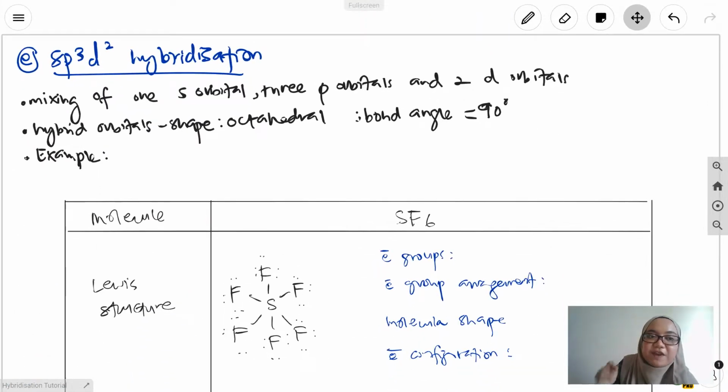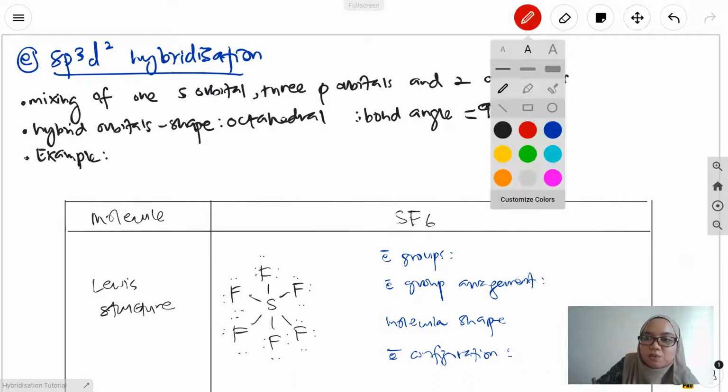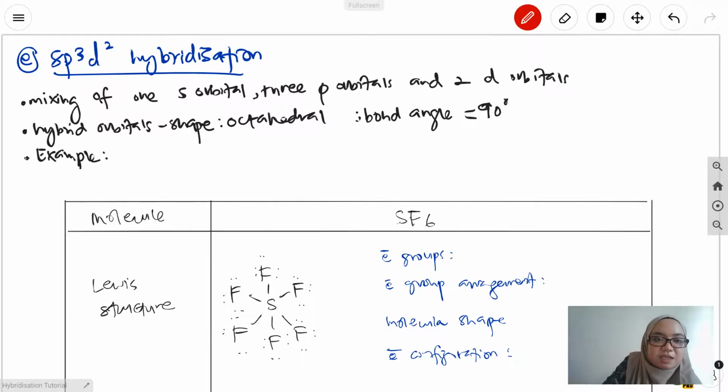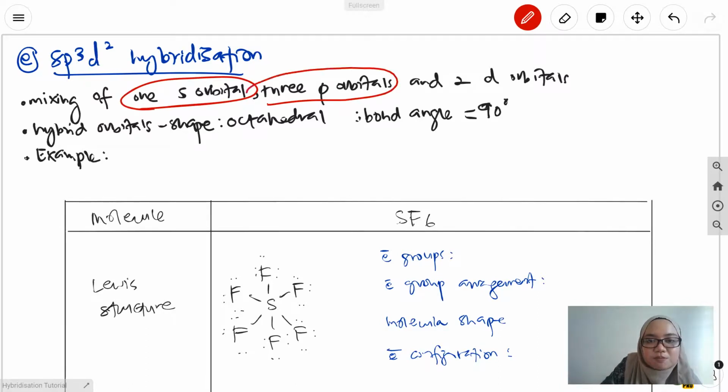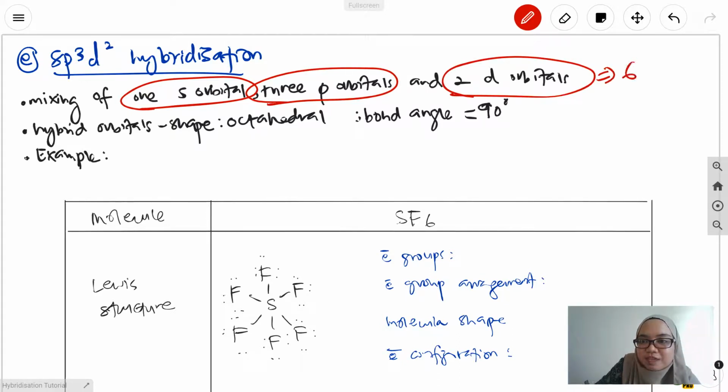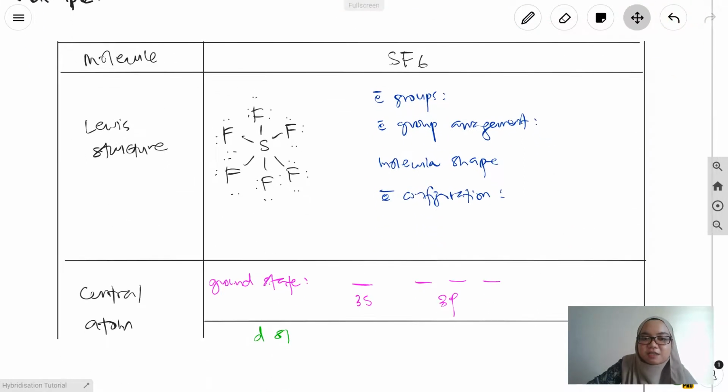Last one, we have sp3d2 hybridization. So sp3d2 hybridization is the mixing of one s orbital, 3 p orbitals, and 2 d orbitals to form 6 sp3d2 orbitals. And the hybrid orbitals have the shape of octahedral with the bond angle of 90 degrees. For example, we have SF6.